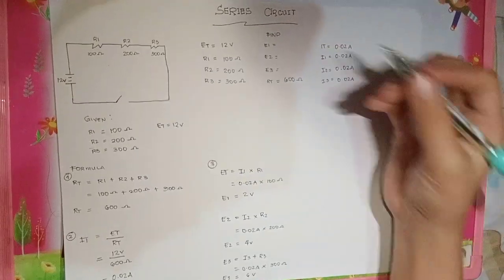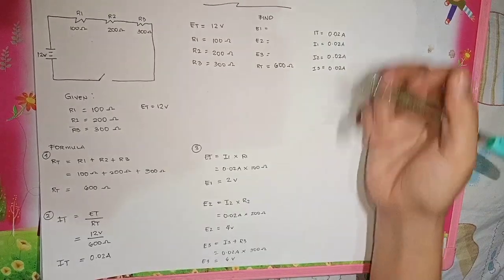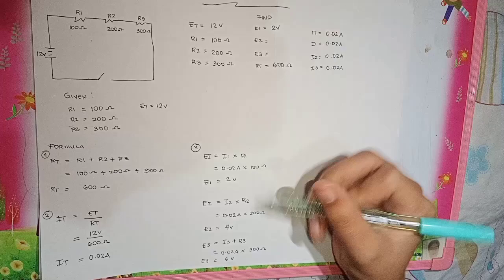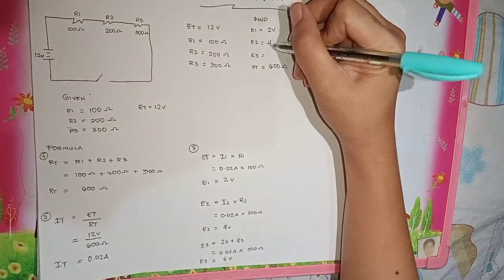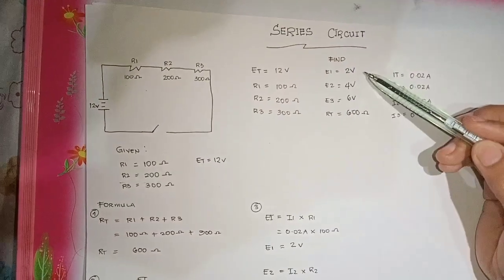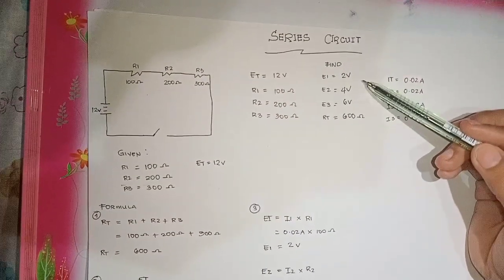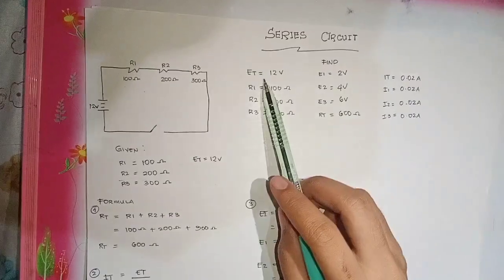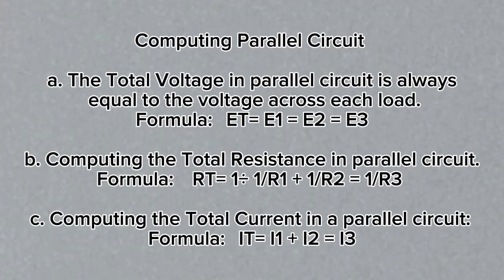Then, let's copy the values from above. Voltage 1, 2 volts. Voltage 2, 4 volts. Voltage 3, 6 volts. So, when we add all the voltages, we come up to the total voltage, which is the 12 volts. The total voltage in a parallel circuit is always equal to the voltage across each load. The formula in getting total voltage is total voltage equals E1 equals E2 equals E3.